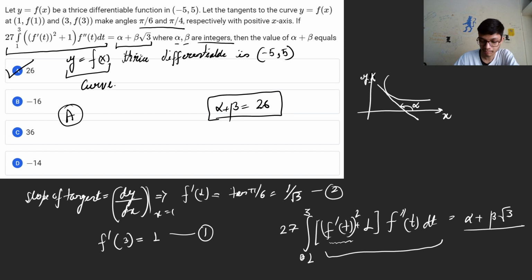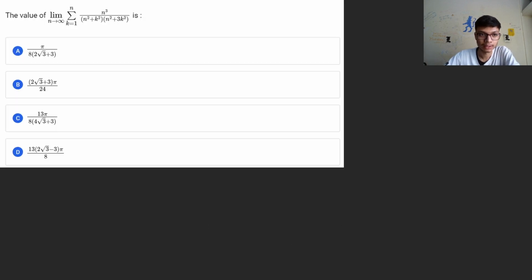Quite an interesting problem, but a simple problem as well. Okay, let's move to the next problem. And with this, let us solve the next problem. And the next problem is a very important problem.